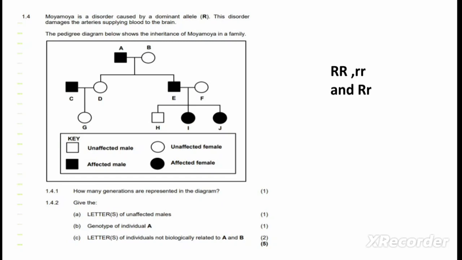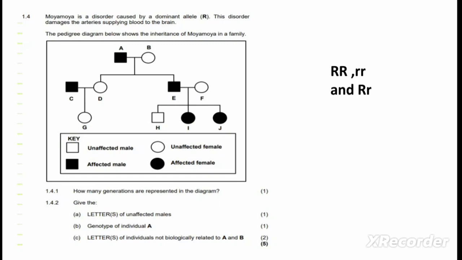Another question that they can ask you is the generations. How many generations are represented in the diagram? How do you count generations? You look at the line of the people born at the same time. First line we have A and B, that's the first generation. Second line we have C, D, E, F, they are born at the same time, second generation. Third generation, G, H, I, J, that is the third generation, right? So we have 3 generations represented in this diagram.